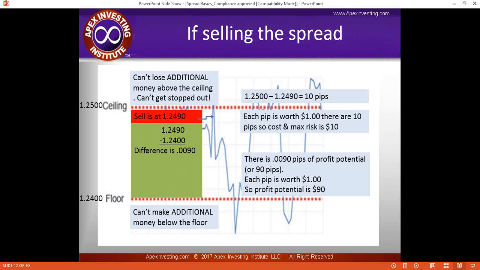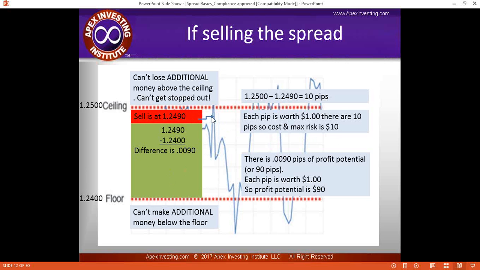What if the price goes against me 200 pips above the ceiling? Well, if I sold at $24.90, where is my risk capped at? I can only lose money up to where, Cheryl? Up to the ceiling.